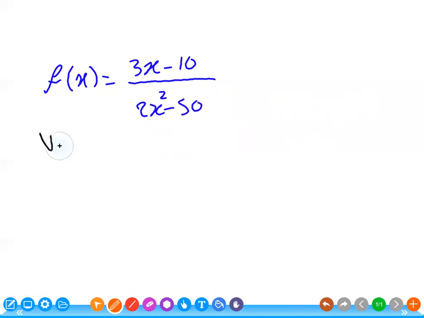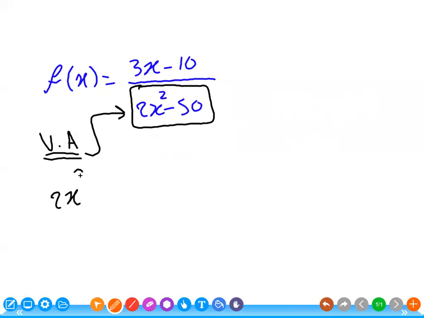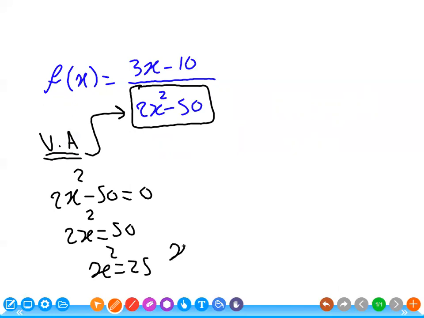Now let's start with locating the vertical asymptote. To locate the vertical asymptote, we only solve the denominator, which reminds us of continuity. So here you will say 2x squared minus 50 is equal to 0. 2x squared is 50. x squared is 25. So x is plus or minus 5. So here we have vertical asymptotes at x equals 5 and minus 5. Just to remind you of continuity, the function here is continuous everywhere except at 5 and minus 5.